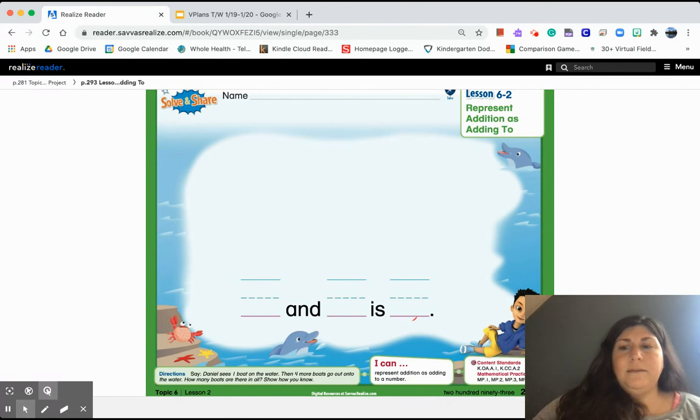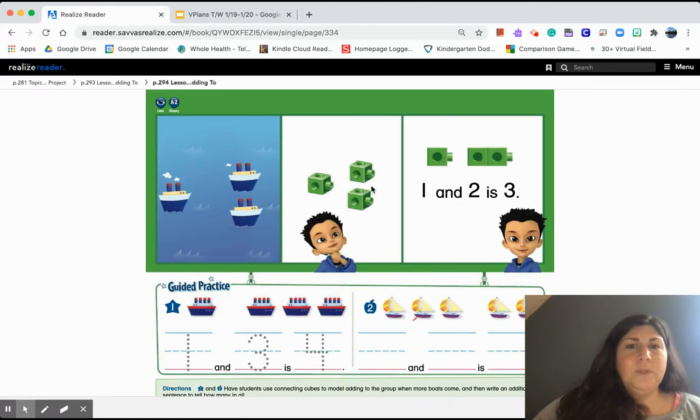Okay, my friends, so let's check this out. Let's look at this example. This example is similar to the one that we just practiced, but with some different numbers. So the first thing is there's 1 boat here, and then 2 more come along. This is using cubes to represent the thinking. So we have 1 cube and 2 more is the same as 3. So 1 and 2 is the same as 3.